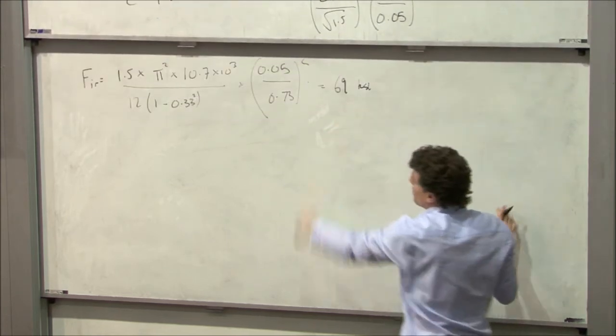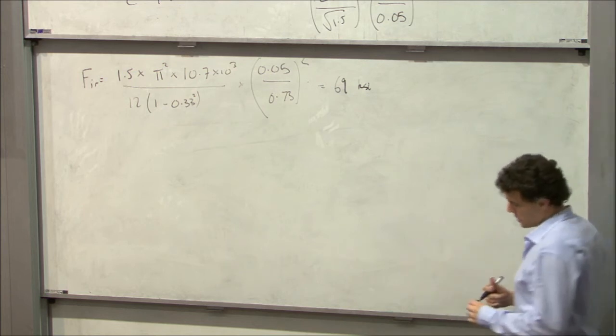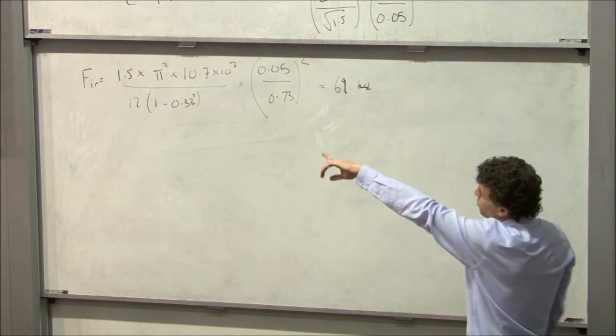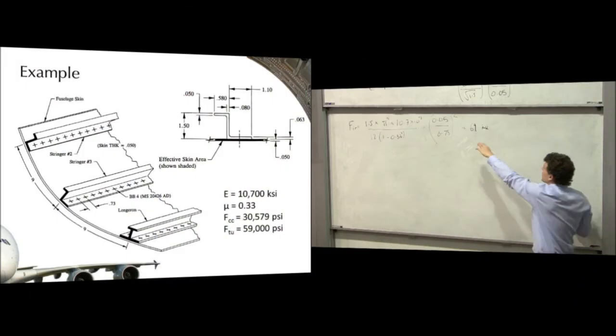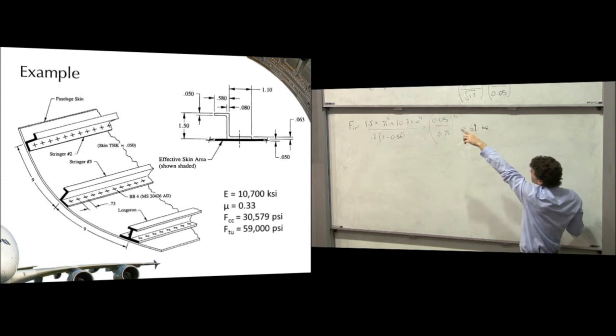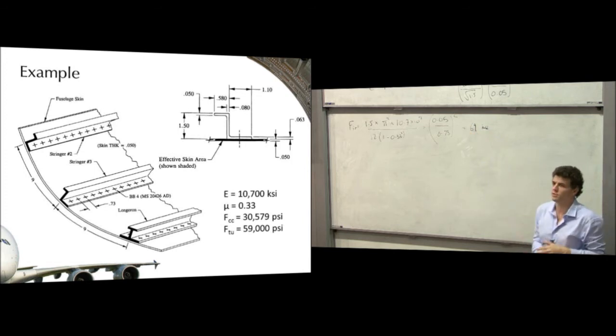But in this case, what that means is because the inter-rivet buckling stress is higher than the crippling stress, we don't have to change our effective width. If this came out lower than the crippling stress, then we need to change our effective width.